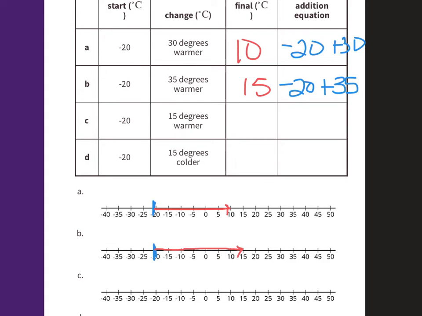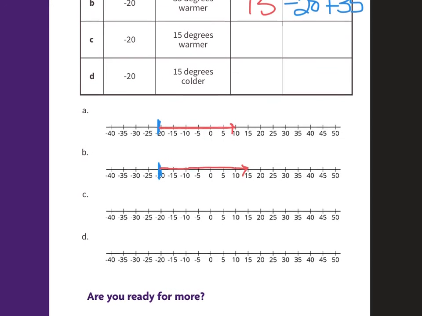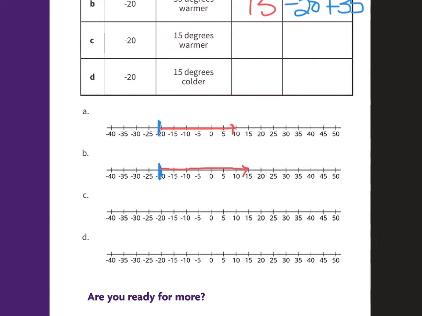Okay? Letter C. We still have negative 20. So we start at negative 20. 15 degrees warmer, so we're still moving to the right, 15 degrees. 5, 10, 15. That puts me at negative 5. So my equation is negative 20. We move to the right, so plus 15. It's still positive. Even though my answer is negative, we went to the right.